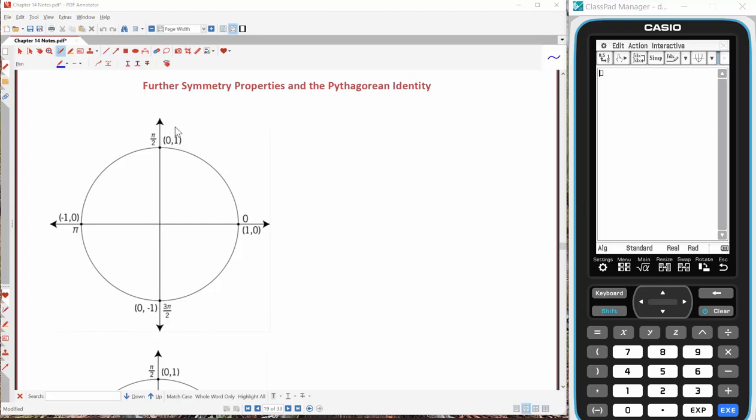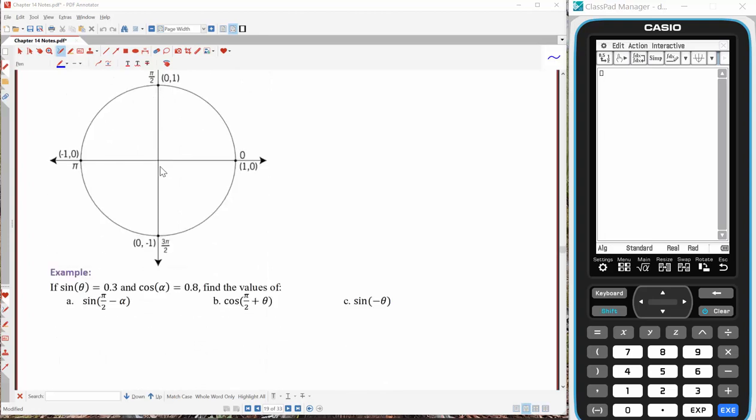Always a tough part of the 1-2 methods course is the further symmetry properties, and to a lesser extent the Pythagorean identity. So let's have a look at further symmetry properties first of all and see if we can knock it over. So if sine of theta equals 0.3, let's draw that. So we've got sine is 0.3, so that'd be about there. Should match up to there.